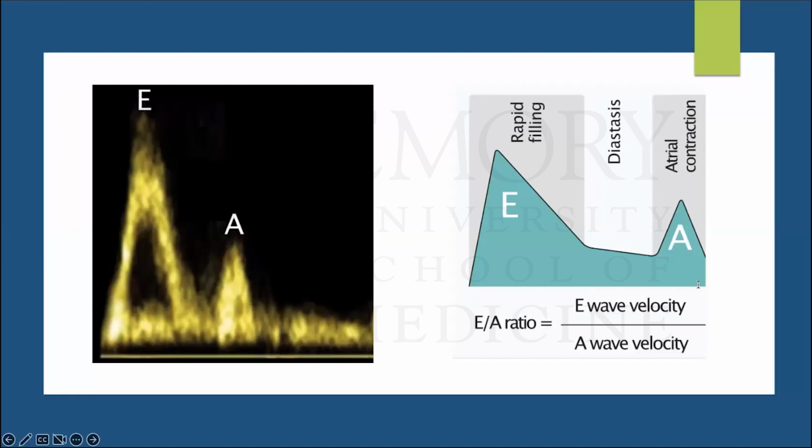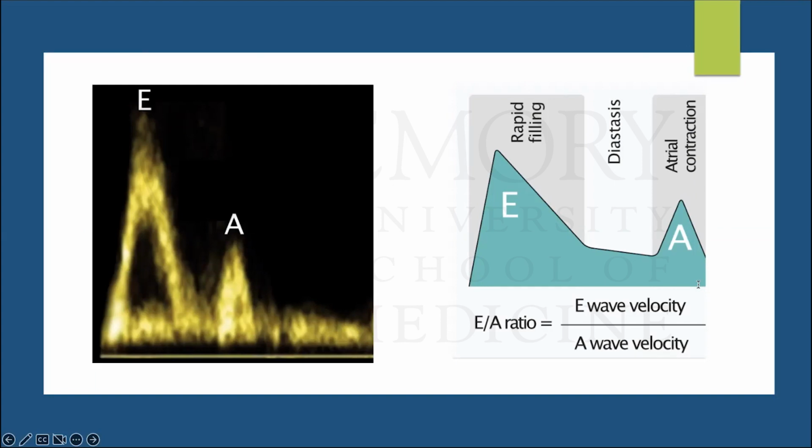A normal E to A ratio is somewhere between 0.75 and 1.5. But with impaired ventricular relaxation in patients who have diastolic dysfunction, your E wave gets smaller and smaller because you have reduced passive filling. You have a stiffer ventricle, it's not relaxing very well, and that leaves a larger volume of blood for the atria to eject. So that's why your A gets a little bit bigger and E gets a little smaller.